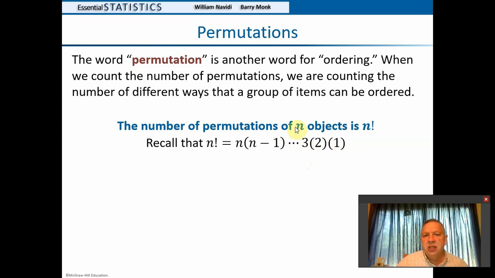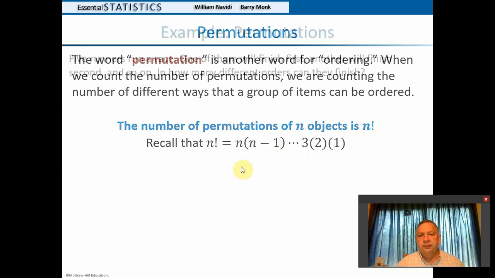So the number of permutations of n objects is n factorial, and n factorial is just start with n, subtract 1, multiply that number, subtract 2, multiply that number, and keep counting all the way down to 1 and multiply those numbers together. That's the n factorial.